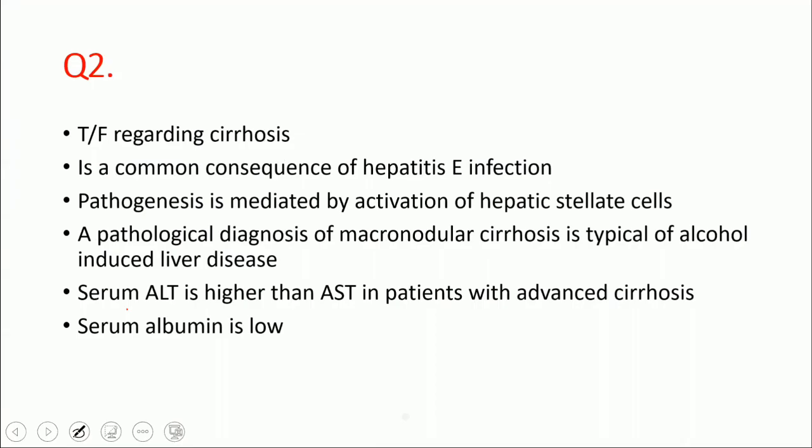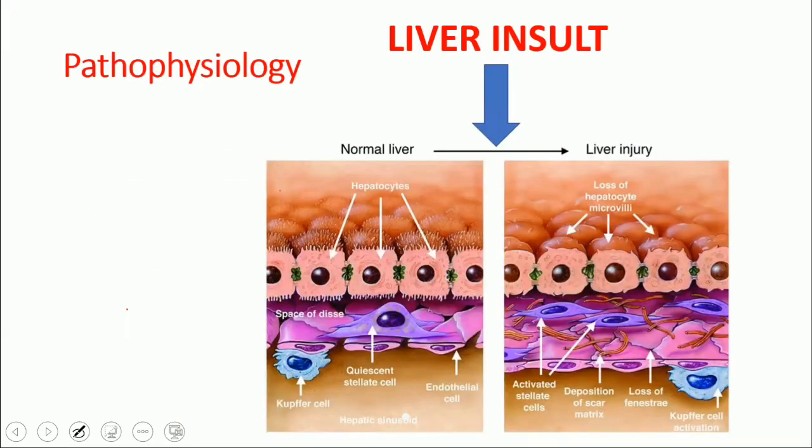Right. Okay. Now question number 2 is on cirrhosis. Now just to remind you, in the question you can get one statement on the pathogenesis of any disorder. So the next few questions are based on cirrhosis. Now, this picture is a nice summary of what exactly happens in cirrhosis.